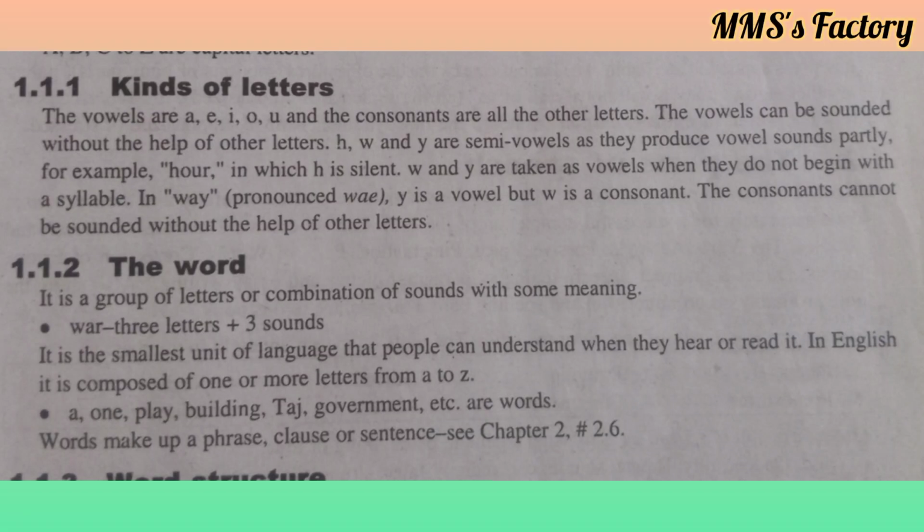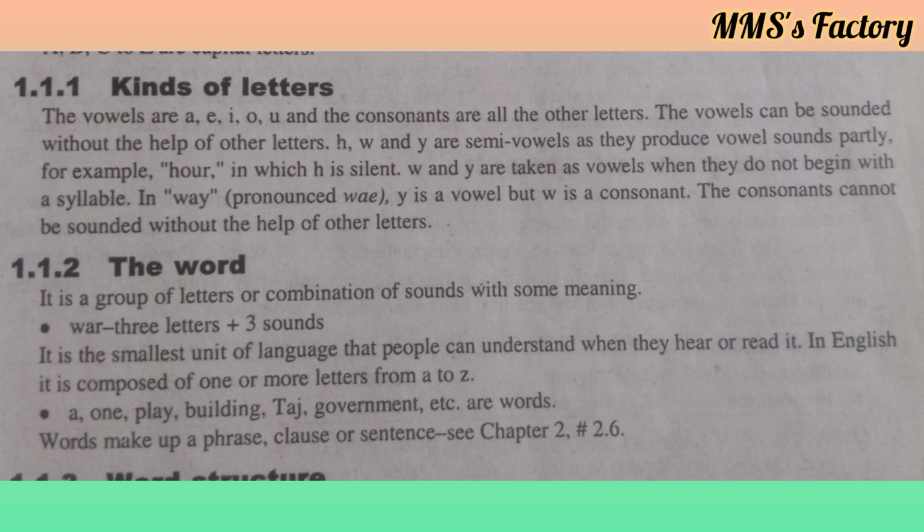Kinds of letters. The vowels are A, E, I, O, U and the consonants are all the other letters. The vowels can be sounded without the help of other letters. H, W and Y are semi-vowels as they produce vowel sounds partially. For example, in "hour" or "honest", H is silent. W and Y are taken as vowels when they do not begin a syllable. In "way", Y is a vowel, but W is a consonant. The consonants cannot be sounded without the help of other letters.